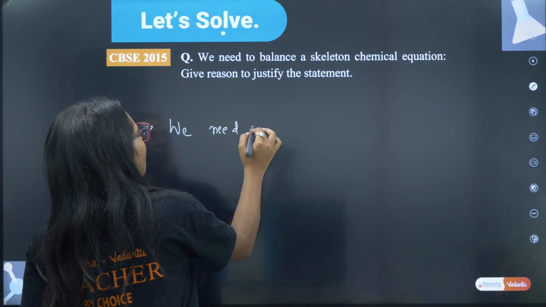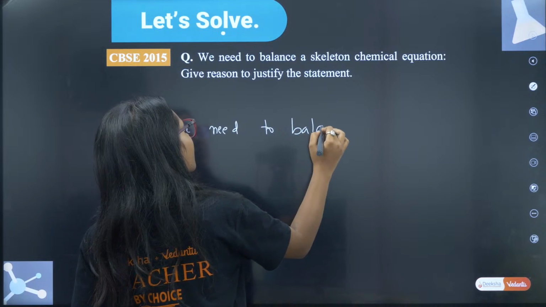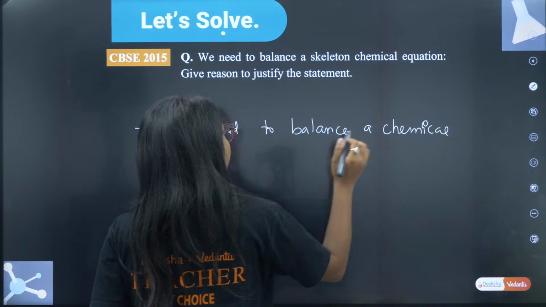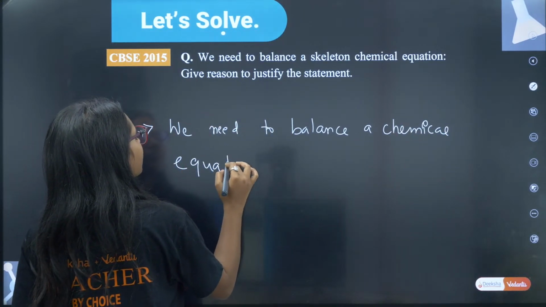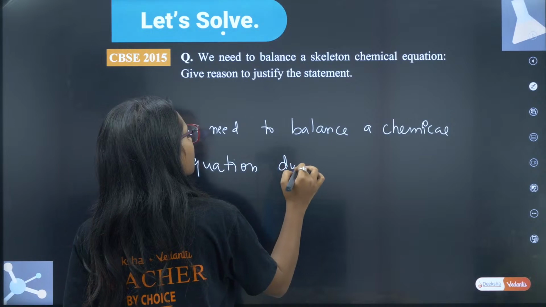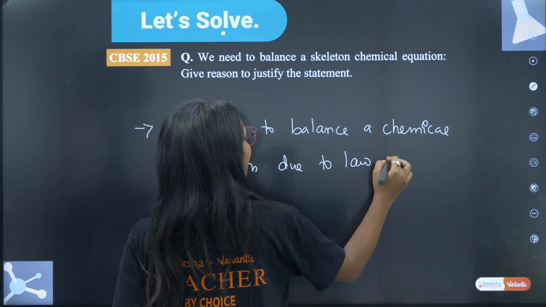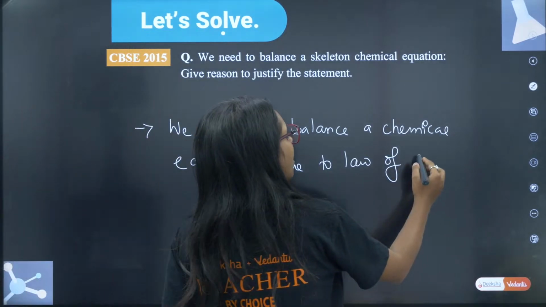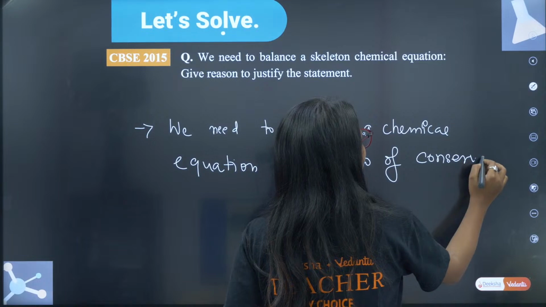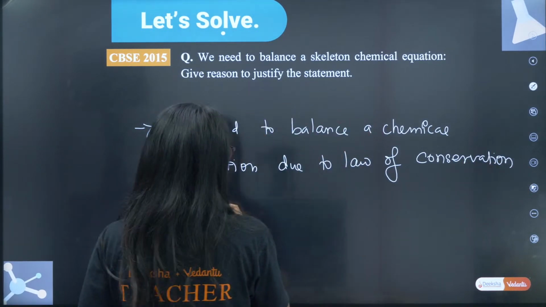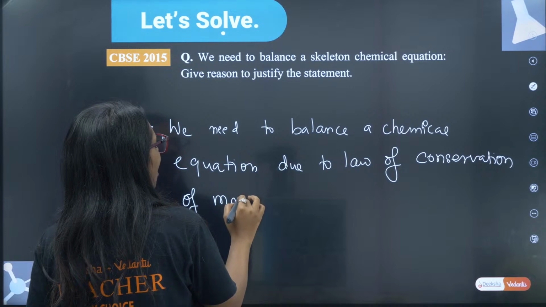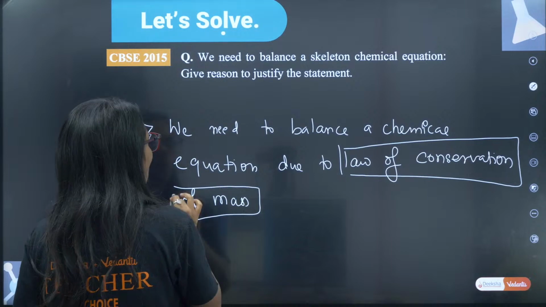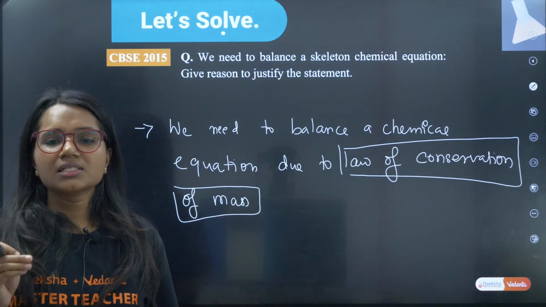We need to balance a chemical equation due to the law of conservation of mass. You have to mention this word, law of conservation of mass. Because of this law, you have to do the balancing. What does this law say?